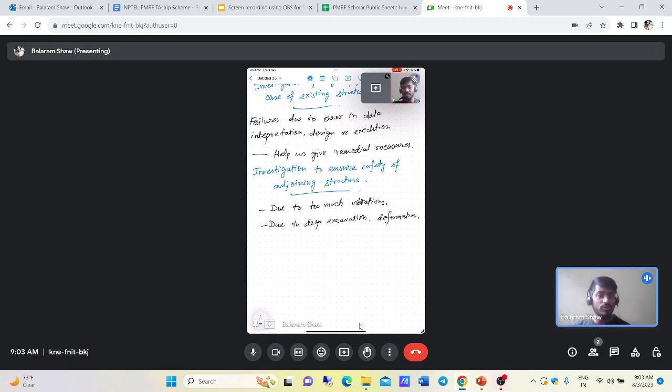So for that we have to have the investigations of what all adjoining structures are there, so that we can ensure the safety of those structures, and then we can go for our construction.